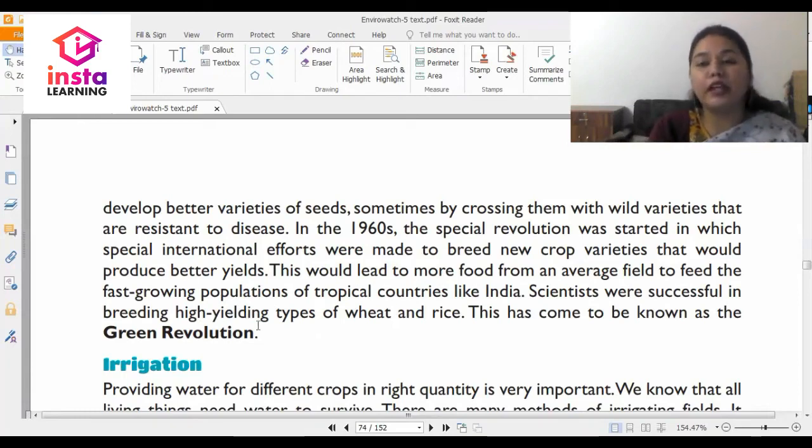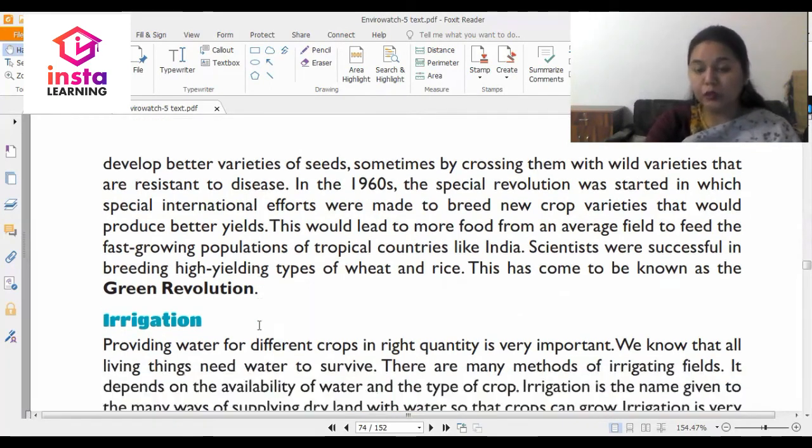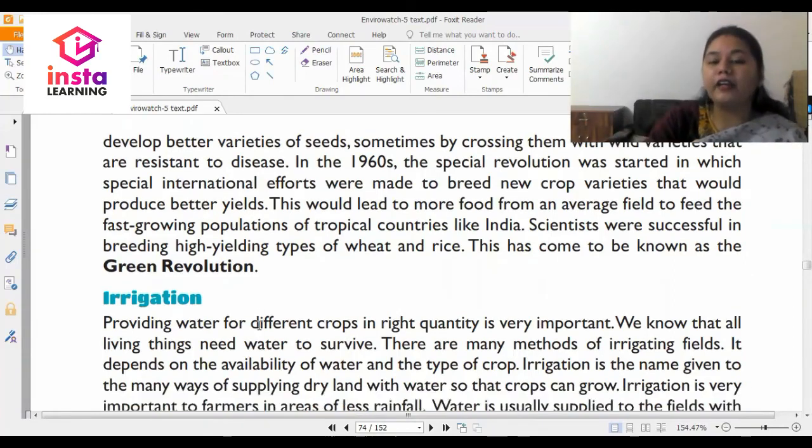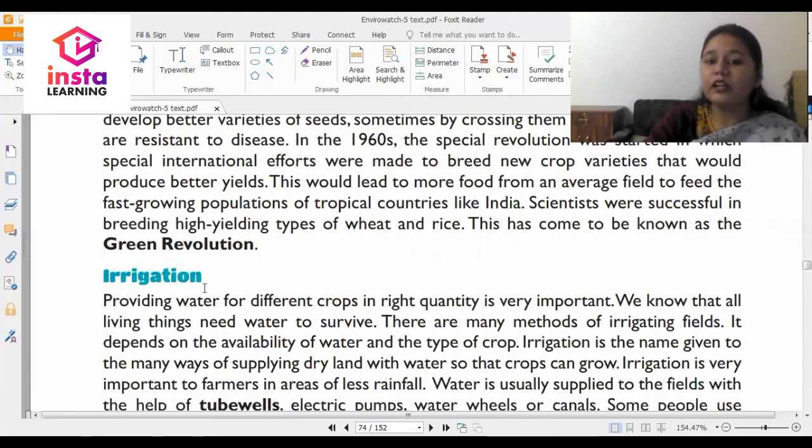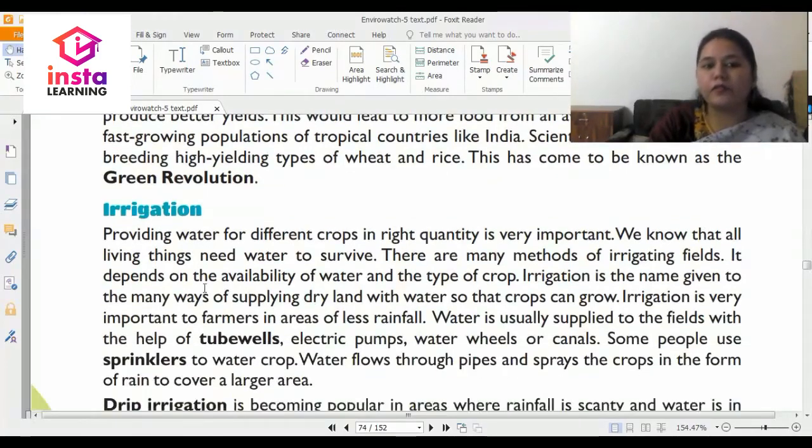And this came to be known as the Green Revolution. What do you mean by revolution? When a phenomenal, positive change is brought in, it is called a revolution. So there was a revolution in the field of agriculture, and it was called the Green Revolution because the color green is associated with agriculture. It came to be known as the Green Revolution when high yielding variety seeds of rice and wheat were produced.